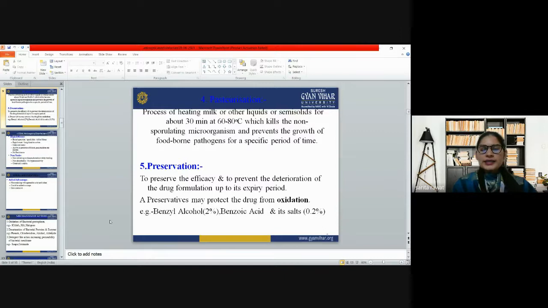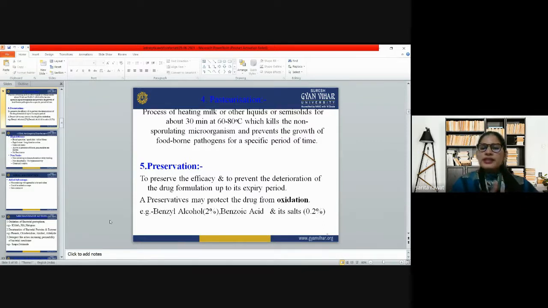Now the next term is preservation. Okay, so what is preservation? Preservation is to preserve the efficacy and to prevent the deterioration of the drug formulation up to its expiry period. So we have to preserve the particular product till its expiry period comes. So we have to add some preservative also.